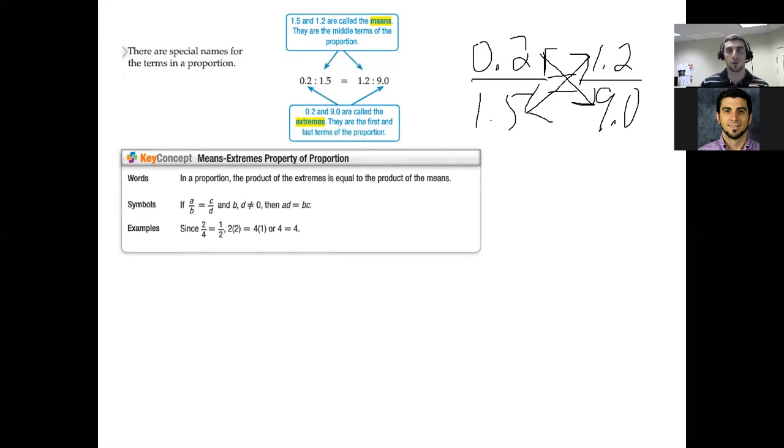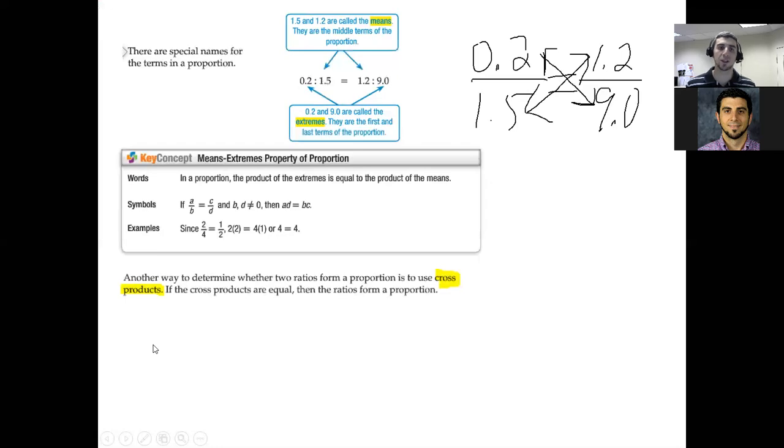So in other words, if you want to test to see if two ratios are equivalent and therefore form a proportion, you multiply the means and you multiply the extremes, and if you get the same answer, then those two ratios form a proportion. If you don't, they are not a proportion. Okay, so another way to determine whether two ratios form a proportion is to use the cross product, and this was the one you've probably seen.